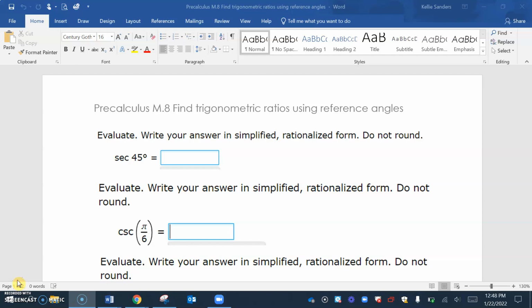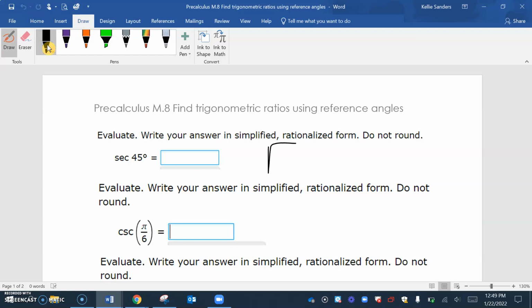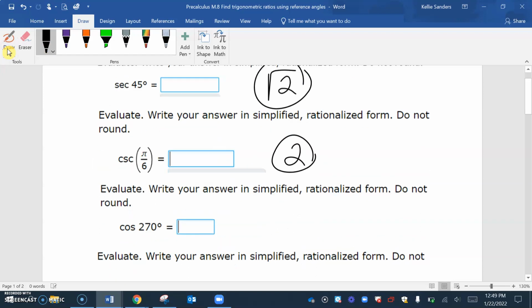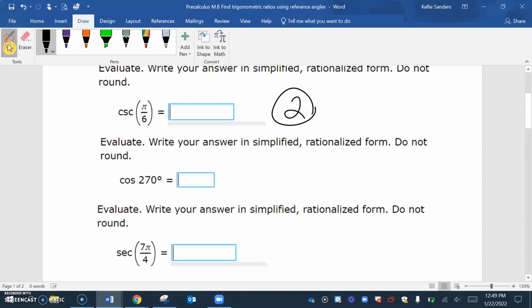And so you're just going to get your cheat sheet out, and it says secant 45. So you find secant and 45, and it is the square root of 2. And pi over 6 is the same thing as 30. So cosecant 30 is 2. And cosine 270 is 0.